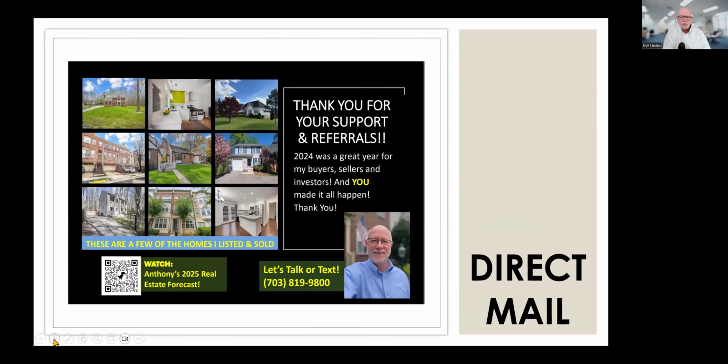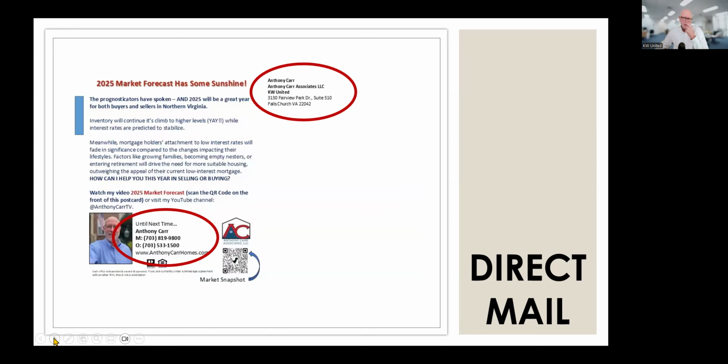This is my latest postcard. This is the front. Watch Anthony's 2025 real estate forecast with a QR code. Let's talk or text. There's my personal phone number. And then here's where I have the compliance. I have the address here of the office, Falls Church. I have KW United on it. And then down in the lower signature, I've got the office phone number. So I'm covered on all fronts. Okay, that's generally what we're looking at.